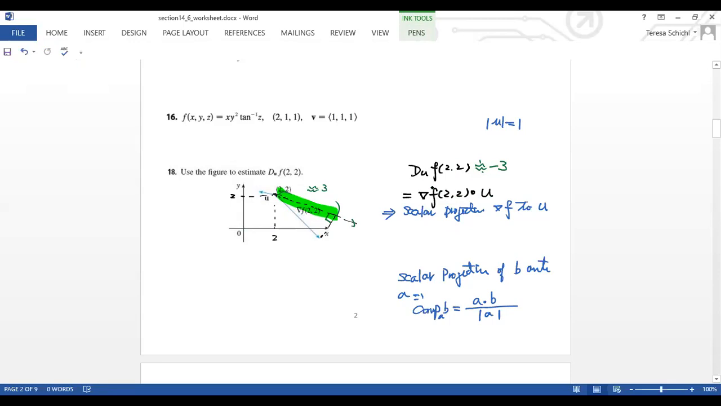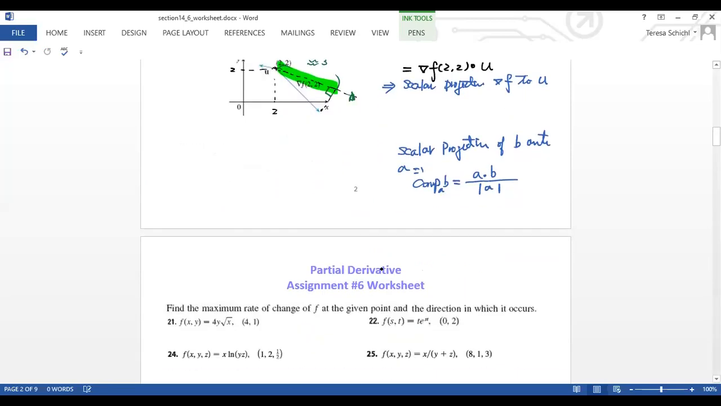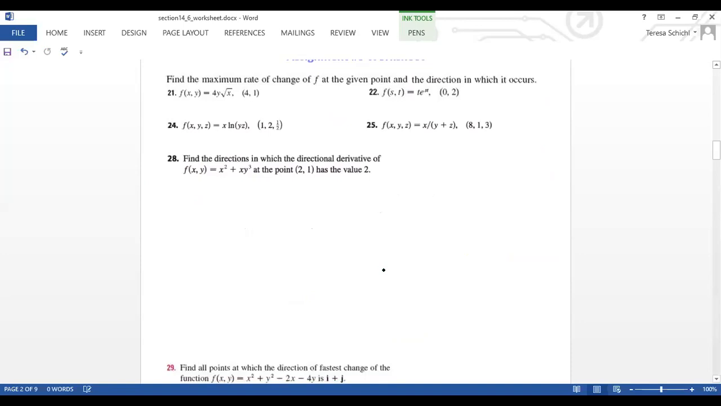All right, so that means the rate of change is going in the opposite direction to u, right? That's why you have the -3. I think this is a pretty good problem to get a good understanding of the directional derivative, and to review whether you still remember our previous unit about scalar projections. Very interesting, okay?